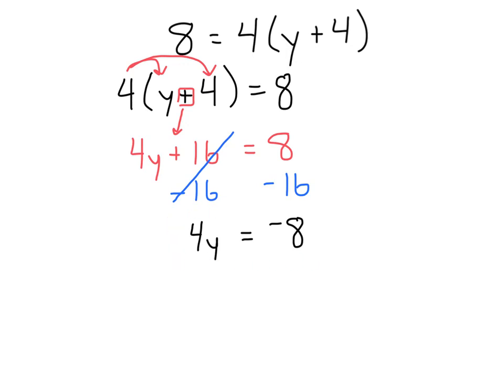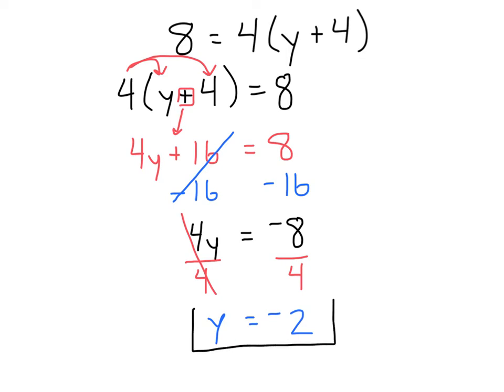Remember, the opposite of multiplication is division. So I'm going to divide the left side of the equation by 4. If we do that to the left, we have to divide the right. So the 4's on the left cancel out, and all that we have left on the left side of the equation is our y. On the right side of the equation, we have negative 8 divided by 4. Remember, a negative divided by a positive is always going to be a negative. So 8 divided by 4 is 2. Our final answer is y is equal to negative 2.